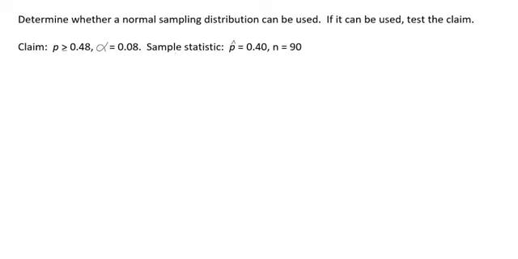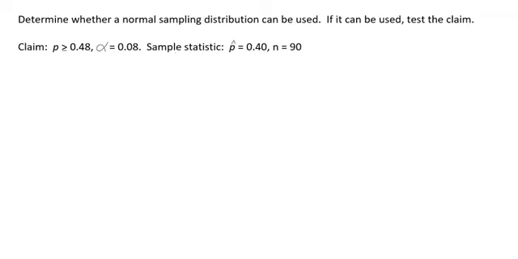Determine whether a normal sampling distribution can be used. If it can be used, test the claim. Claim is P is greater than or equal to 0.48, alpha equals 0.08. Your sample statistic is P hat equals 0.40, and your sample size is 90.